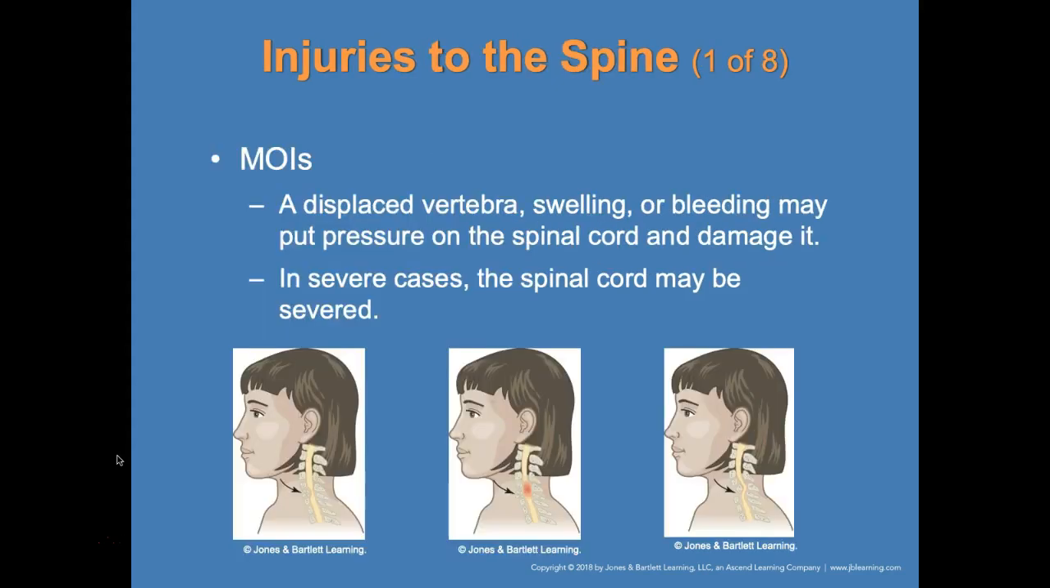Mechanisms of injury to the spine can cause a displaced vertebra, swelling, or bleeding. That might put pressure on that spinal cord and damage it. In severe cases, that spinal cord may be severed. And remember, if it is severed, that's going to cause interruption of the signals going from the brain to the body and from the body to the brain. So we could have serious issues with this.